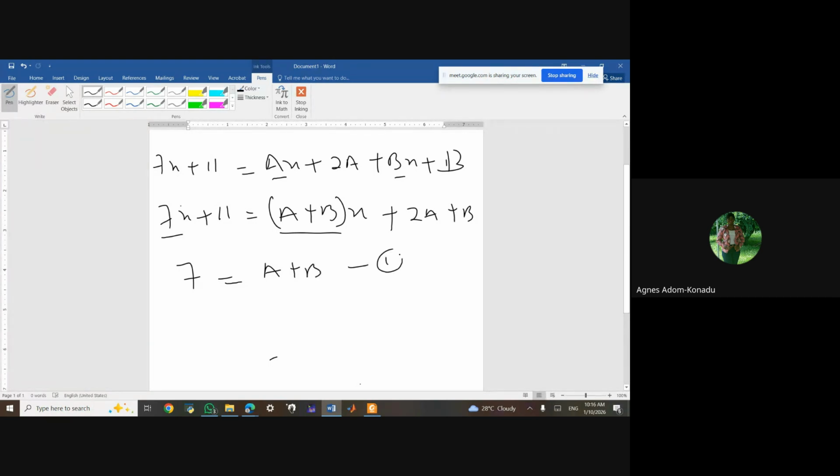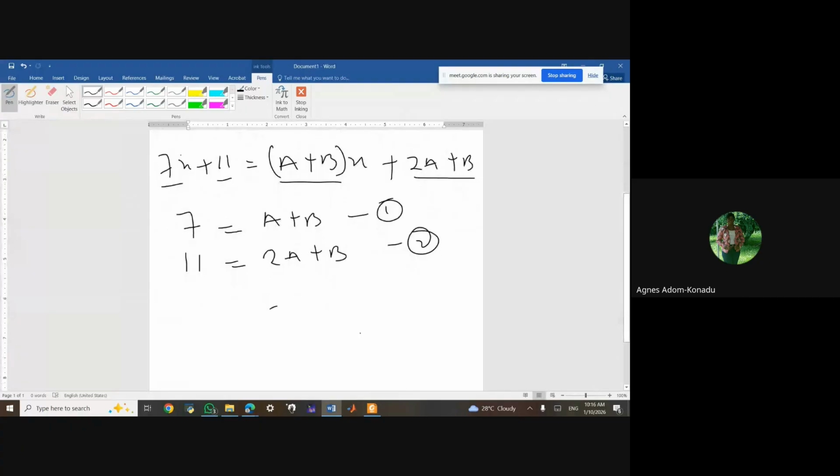Then I'll call it equation 1. Then I see that this is a constant, this is a constant. So I'll have 11 is equal to 2A plus B. I'll call this one equation 2. Then I want to solve for my A and B. So I will solve the two simultaneously. So I can subtract equation 1 from equation 2. So equation 2 minus equation 1.